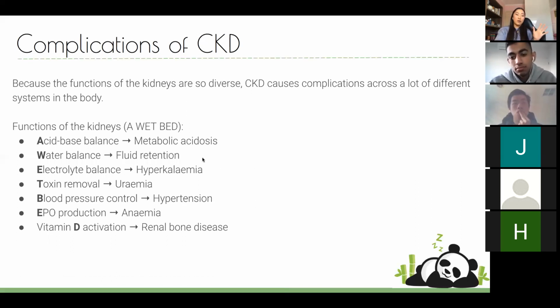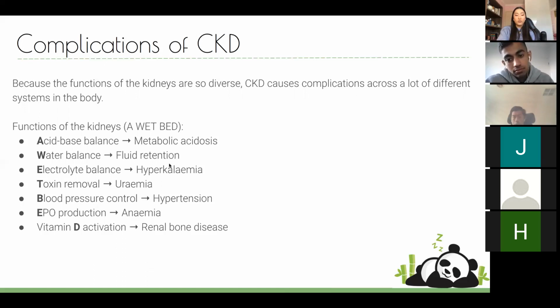So the way that I remember the functions of the kidney is "a wet bed" as the mnemonic. So acid-base balance, and problems there cause metabolic acidosis. Water balance, so you get fluid retention. Electrolyte balance, so failure causes hyperkalemia. Toxin removal, specifically of urea, your nitrogenous wastes, so problems with that will cause uremia.